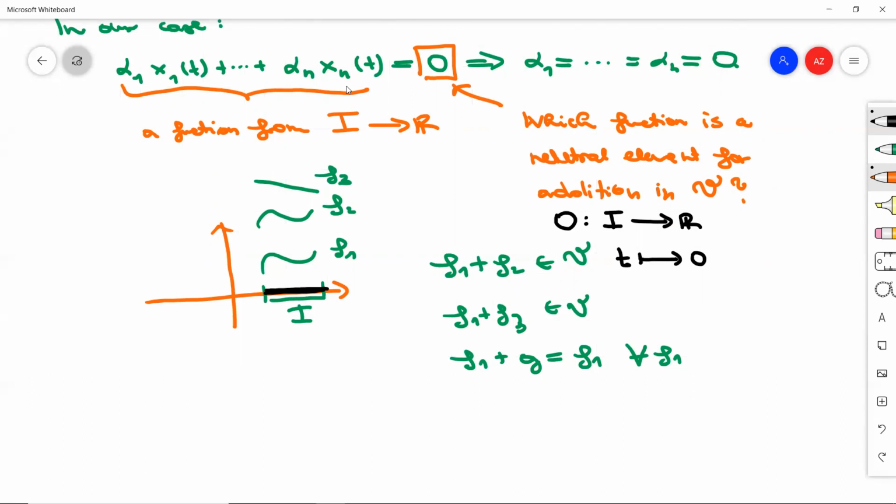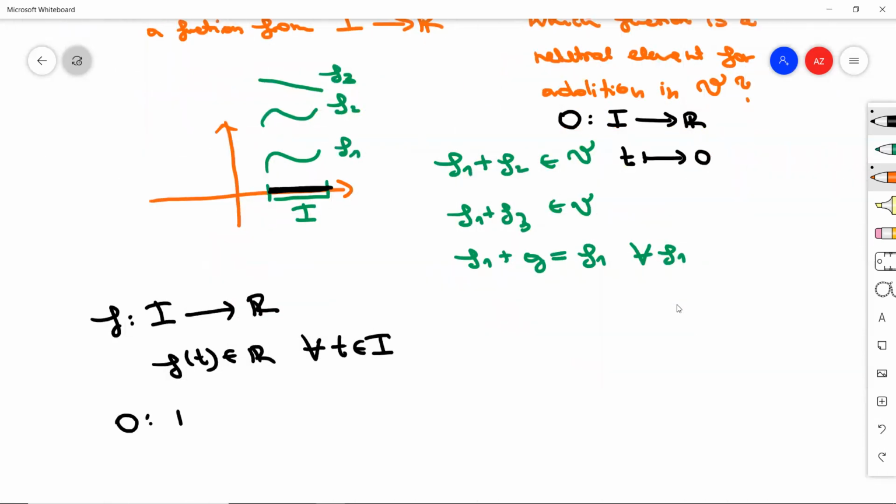So it maps into real numbers, and 0 is also a real number. So the codomain is the real numbers. If we say that a function maps from I to real numbers, this only means that for every t from the interval I, f of t belongs to real numbers. And if you write this function 0, it maps from the interval I into real numbers by the rule that 0 of t, and here we can write this 0 as bolded so that it's really a function, maps t into 0 for each t from the interval I. It's really a function which maps into real numbers. It's a constant function with value 0 all the time.